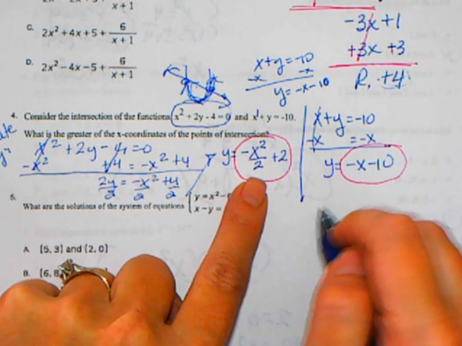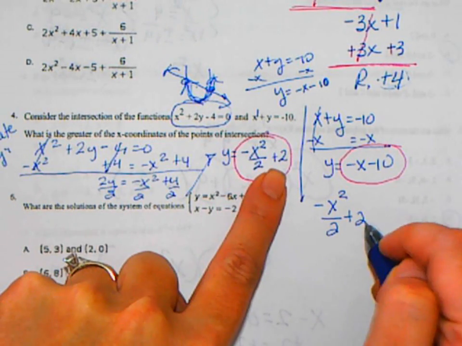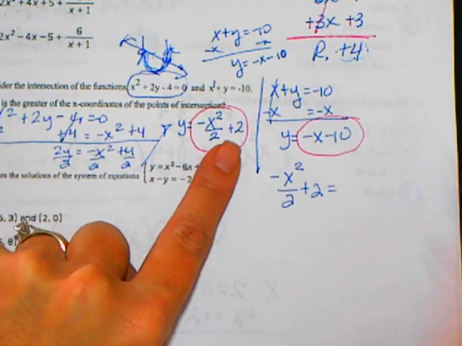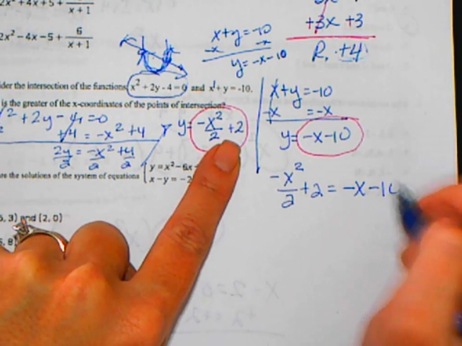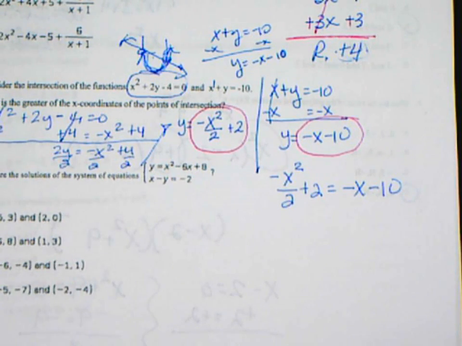So I'll do negative x squared divided by 2 plus 2 equals negative x minus 10. See, notice how I only have an x in my equation, right? I only have an x there. So I'm going to try to get x all by itself. And every problem is going to be different.